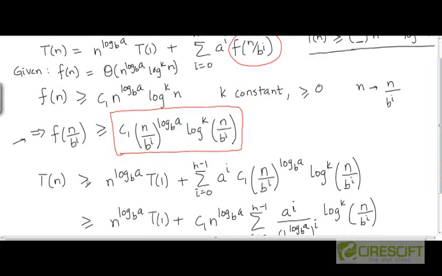So we will obtain something that is less than or equal to t of n. This expression was equal to t of n, and by reducing this second expression, we'll get something that is less than or equal to t of n. So t of n will be greater than or equal to the resulting expression. The first part of the expression is the same, n to the power log base b of a times t of 1.